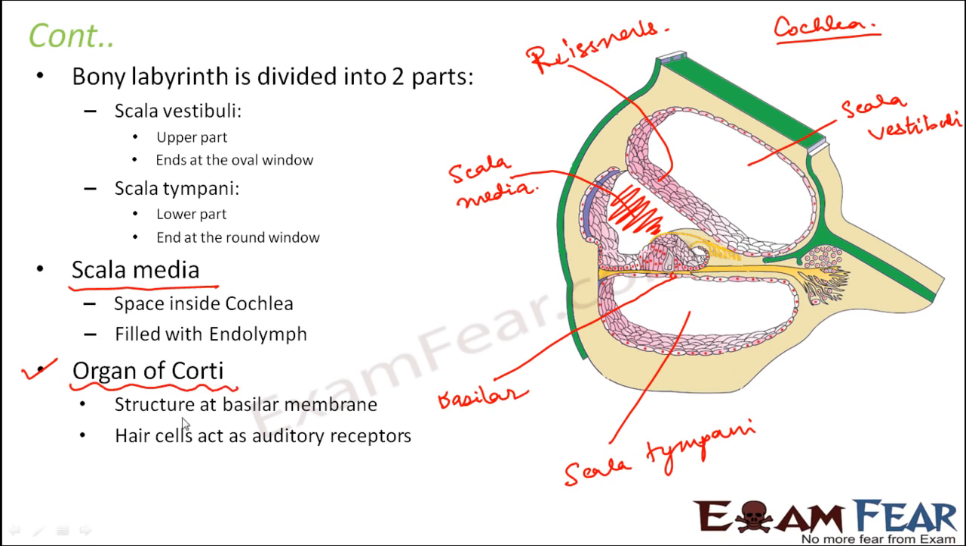So what is this organ of Corti? It is a structure at the basilar membrane. So here you have the organ of Corti. So this structure which you see is the organ of Corti, and here hair cells are present which act as auditory receptors. Like in the eye you have the photoreceptor cells located in the retina, similarly here the auditory receptor cells, the cells which can actually recognize sound waves, are located in the organ of Corti, which in turn is located on the basilar membrane of the inner ear.